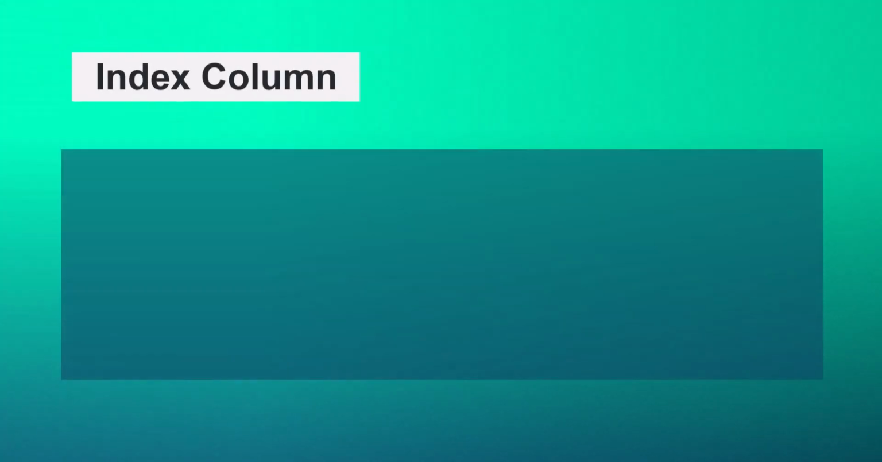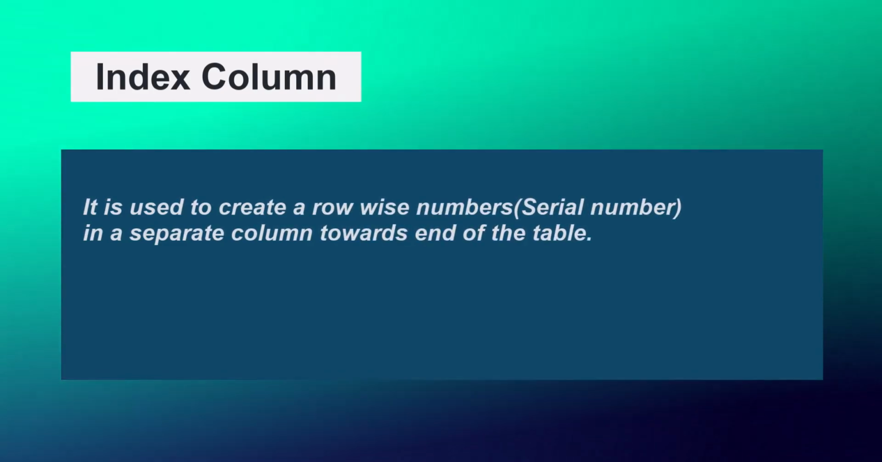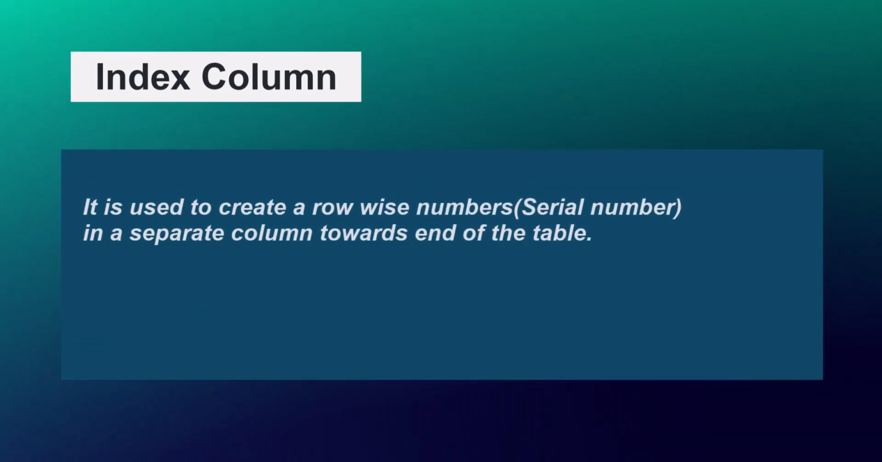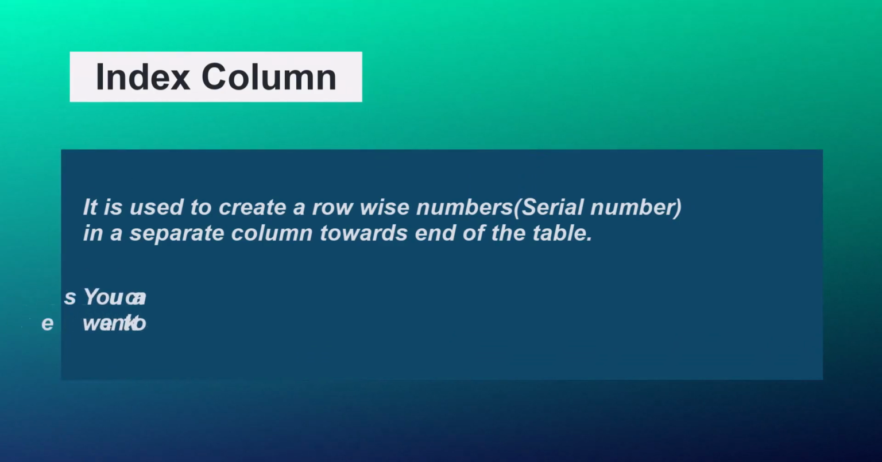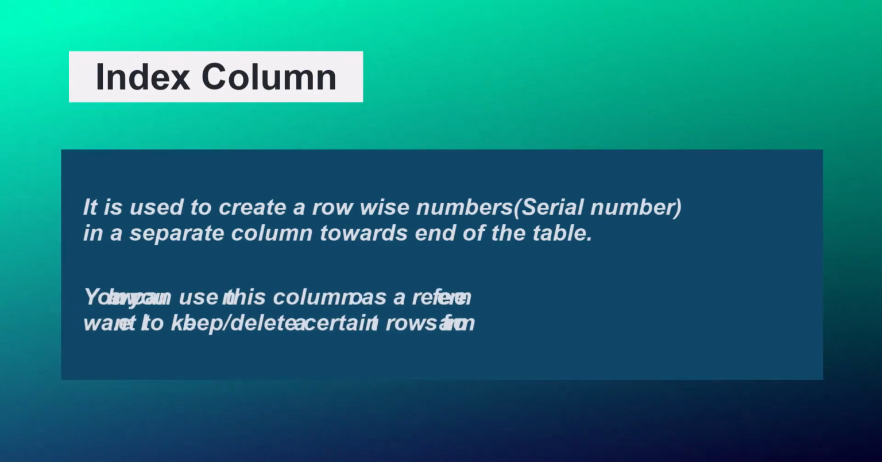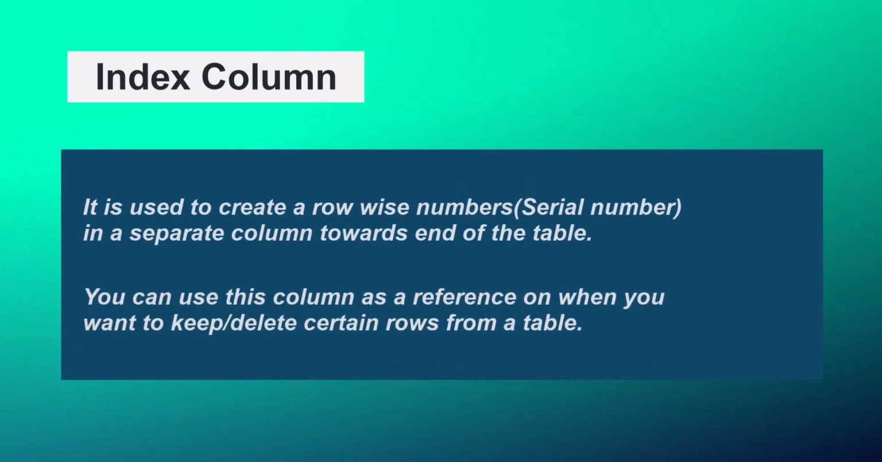Index column. Index column is used to create a row-wise number, which is a serial number, in a separate column towards the end of the table. This also acts as a reference when you want to keep or delete certain rows from a table.